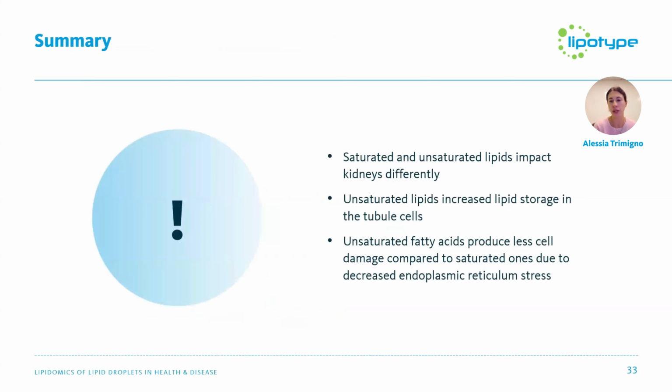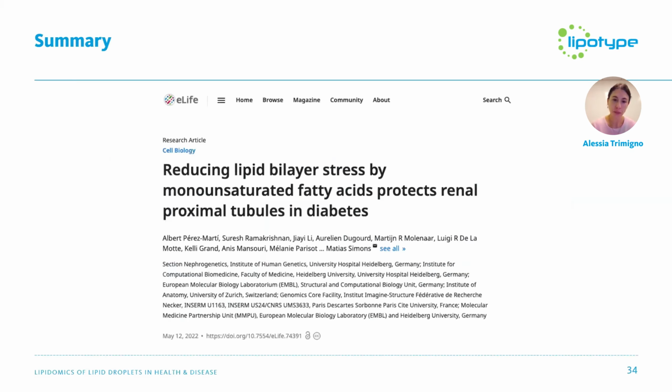So the unsaturated lipids were increased in storage in the tubule cells, while unsaturated fatty acids were also producing less damage, as we saw from the percent of fibrotic tissue. While saturated fatty acids, so palmitic acid in this case, were producing more damage, as we saw: more fibrotic tissue, more cytotoxicity, and also more endoplasmic reticulum stress.